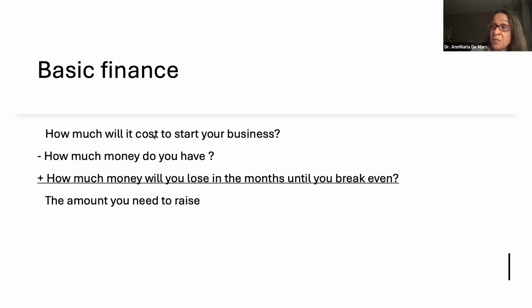So start with how much it's going to cost to start, subtract how much money you already have, then add in how much money you're going to lose in the first few months until you break even, or the first few years. And that gives you the amount you need to raise.